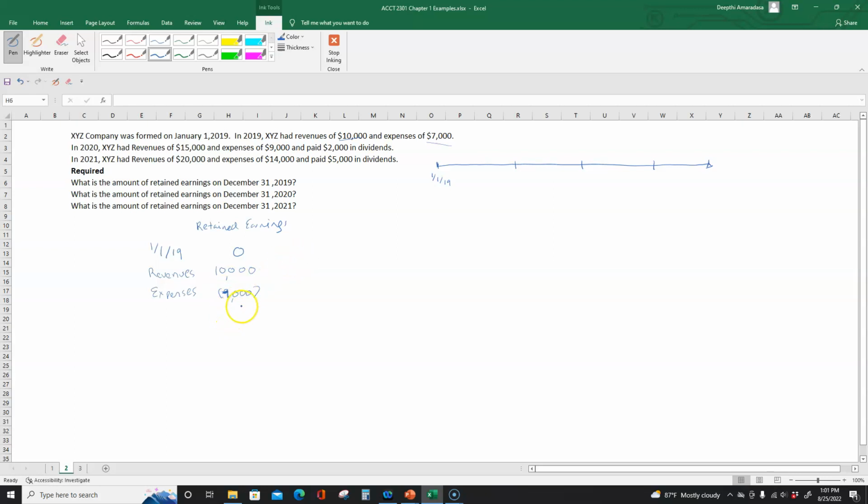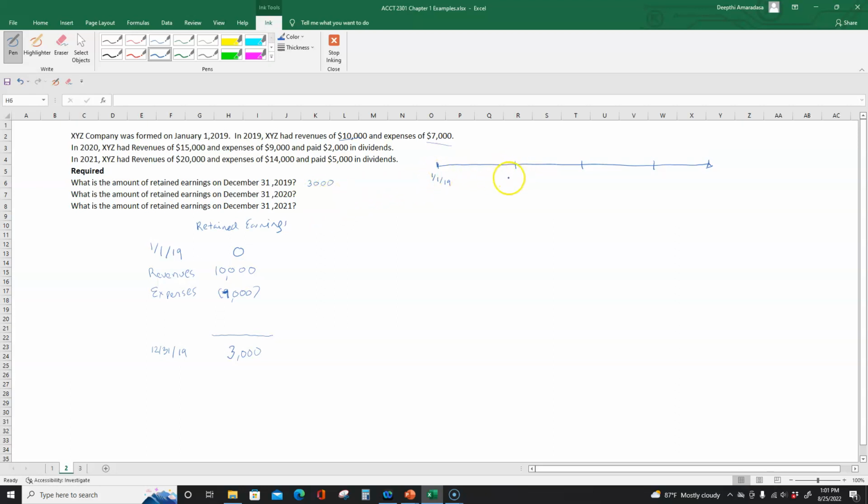Now, if we had dividends, we would have included that as well, but we don't. So I'm going to leave a space for dividends for the next year. But this will help us calculate our retained earnings at the end of the year. On December 31st of 2019, retained earnings are equal to 0 at the beginning, plus 10,000 for revenues, minus 7,000 for expenses, gives us $3,000 of retained earnings on December 31st, 2019. So the answer to the first question is 3,000.